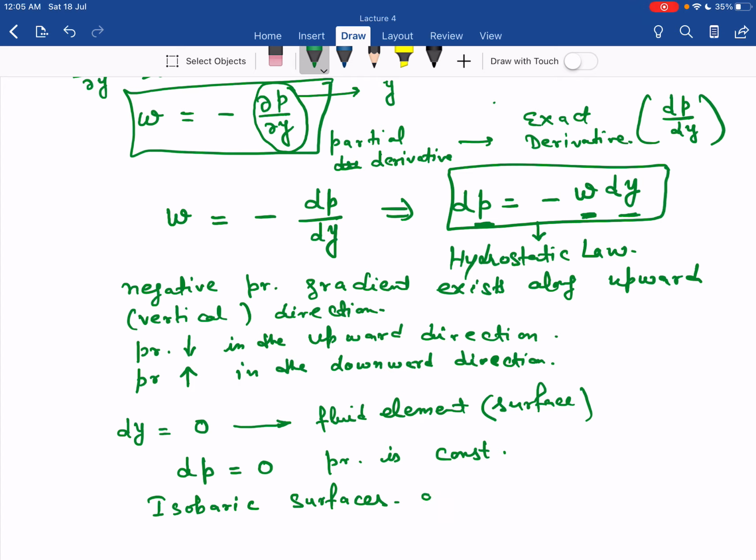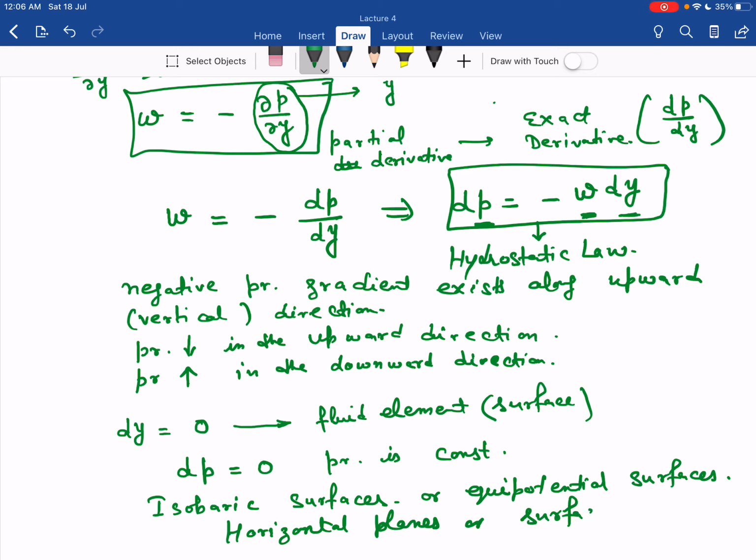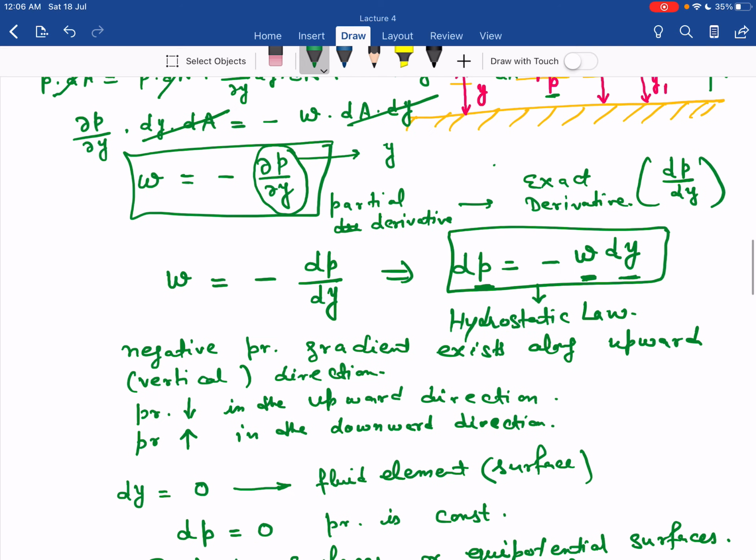Or we can call them equipotential surfaces. So these are the horizontal planes or horizontal surfaces. So this is the second basic law of fluid statics, that is the hydrostatic law.